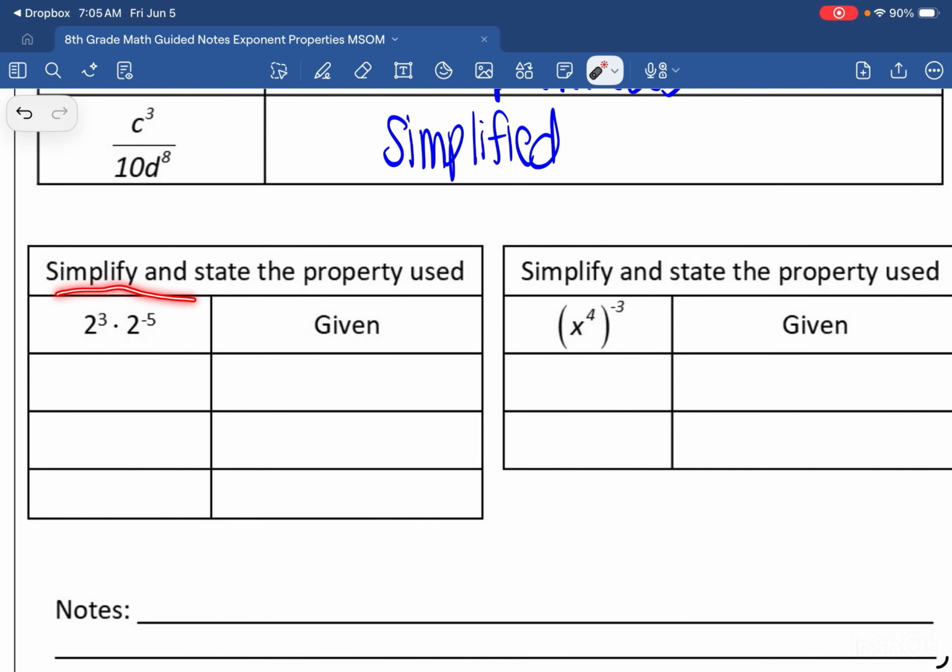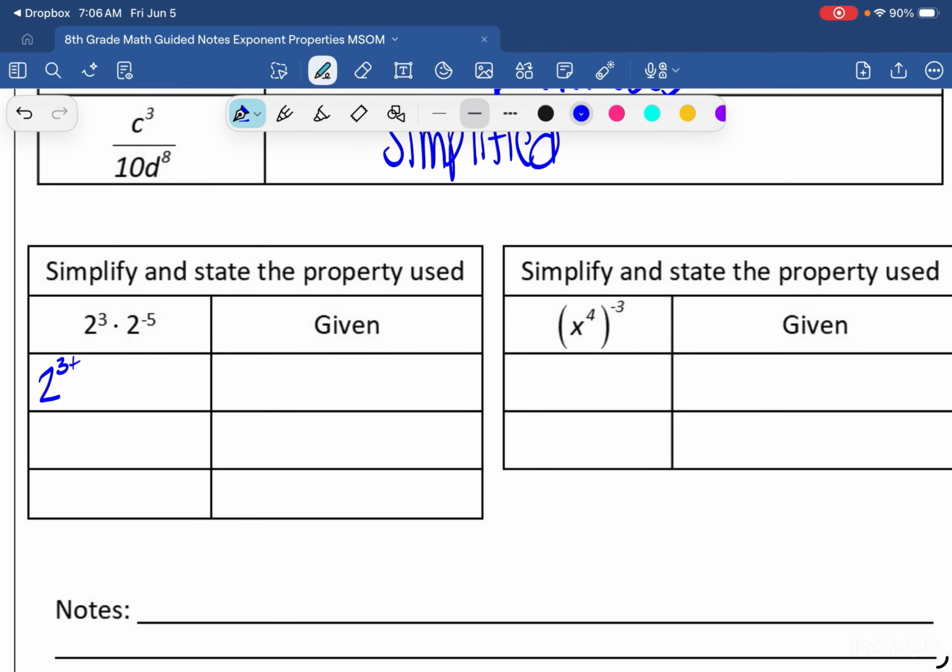All right, I need to simplify and state the property used. So it's going to take a couple of steps to simplify. You may simplify in a different order than I do, and that is okay. I'm going to first simplify using the product of powers, and I'm going to add those exponents because I have the same base here. So 2 cubed times 2 to the negative 5th is 2 to the 3 plus a negative 5, which is 2 to the negative 2. And that was the product of powers.